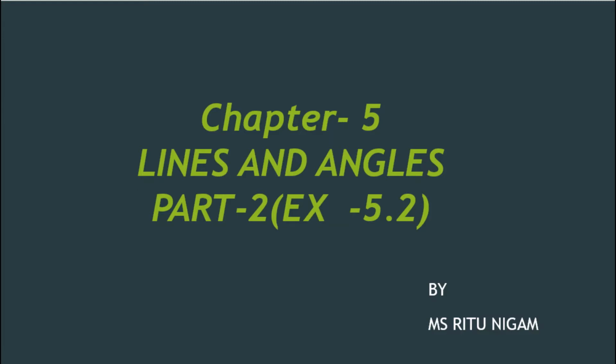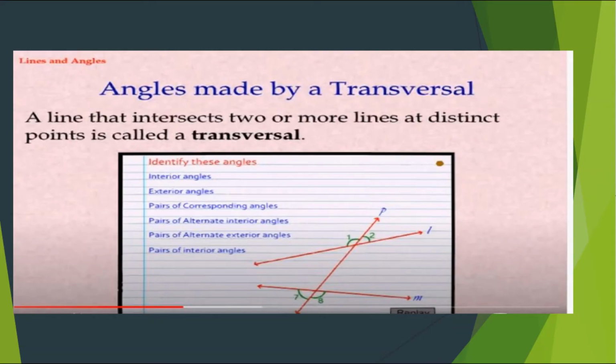Now we'll be studying the concepts of lines and angles which are to be used in this exercise. You must have studied all the concepts in the previous one. Let's move to these points. First is angles made by the transversal. The line that intersects two or more lines at distinct points is called a transversal.